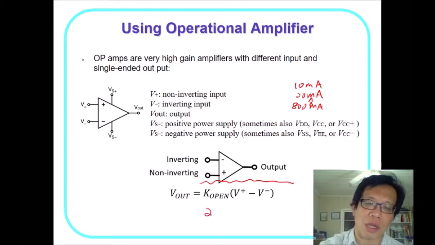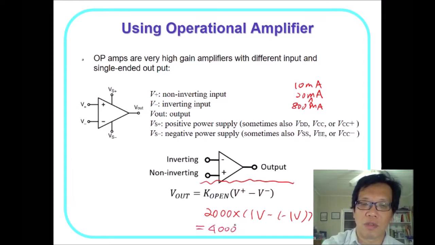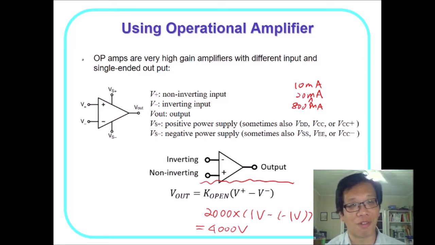So if the gain is 2000 and the deviation is 1 volt minus negative 1 volt, the output should clearly give us 4000 volts. Well, you also see two other pins over here, VS plus and VS minus. It means that when you are using this operational amplifier, you need to have a power supply hooked to it. So if you want 4000 volts, what do you need to do? Of course, you need a 4000 volt input to this thing. Can you do that? Clearly, it's too dangerous. We don't want to do that.